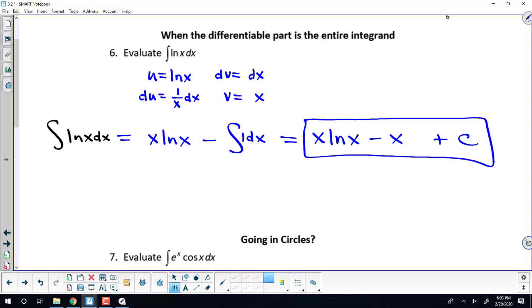Any questions on that? So you can have your u or your dv being just the differential part, dx, dt, whatever. Okay.